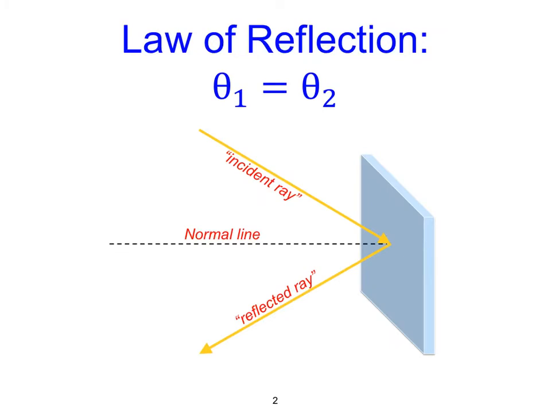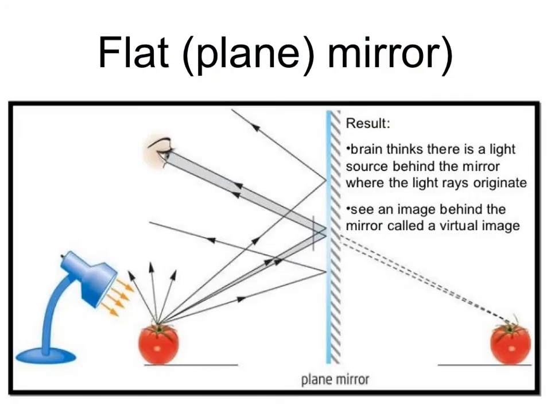In module M4.2, we talked about reflection. We learned that the law of reflection states that the angle of the reflected ray, as measured from a line that is normal to the surface, will always be equal to the angle of the incident ray. We also talked briefly about flat or plane mirrors.